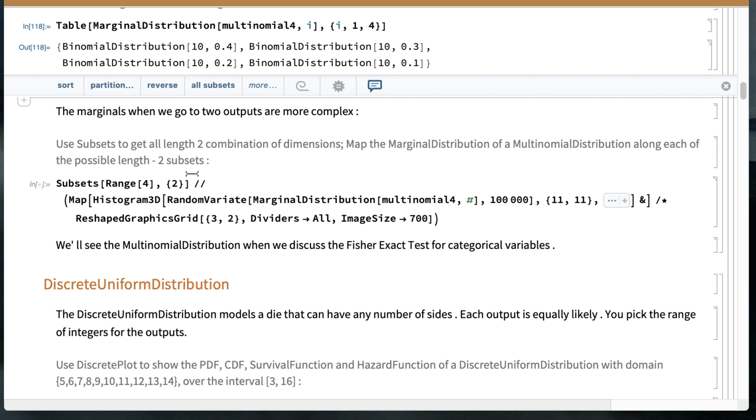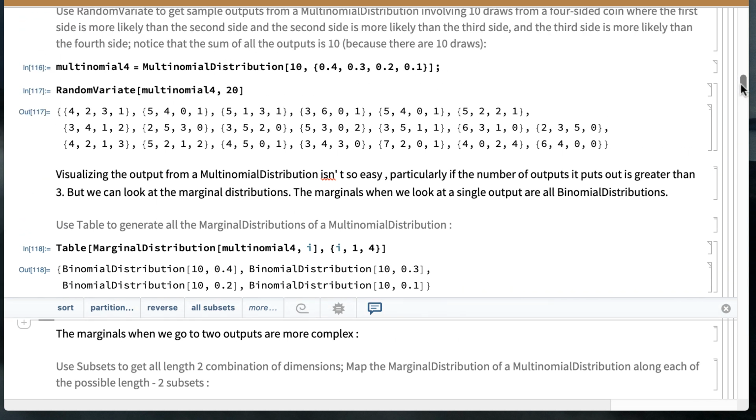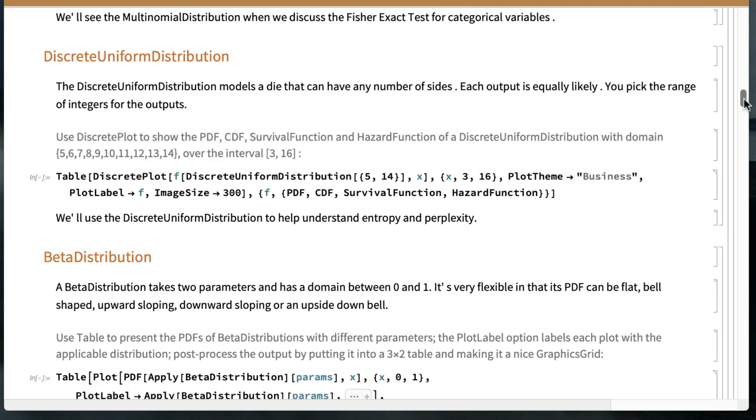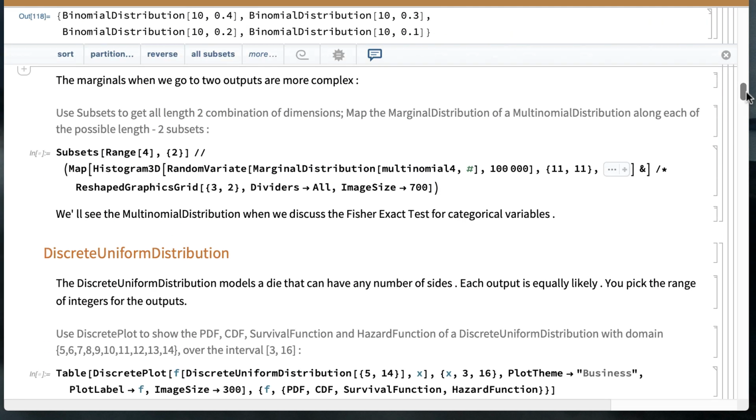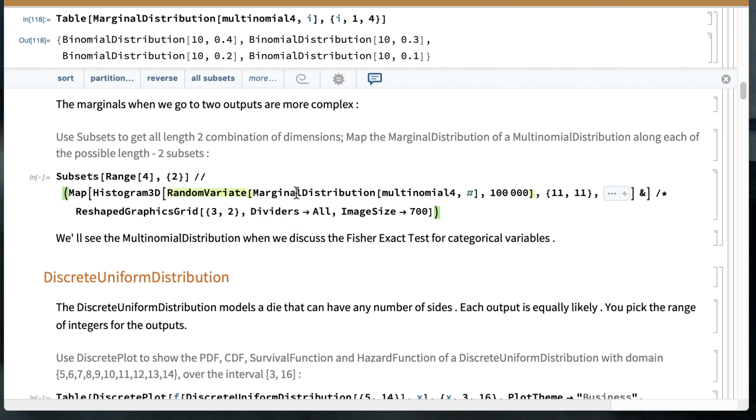We could also look at all combinations of outputs. Supposing I want to look at the first and third output, and I want to know how frequently would the first output be 4 and the third output be 3? Or how frequently would the first output be 5 and the third output be 3? Or how frequently would the first output be 7 and the second output be 0? And here we can use a 3-dimensional histogram to actually visualize this.